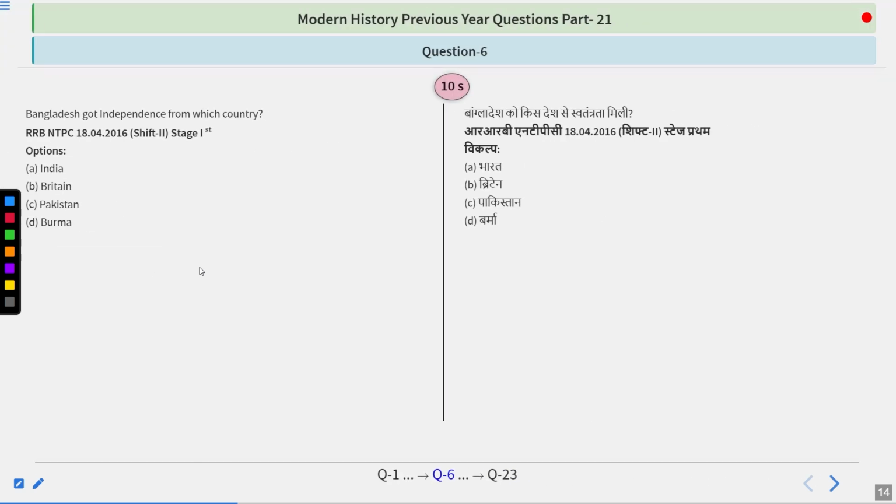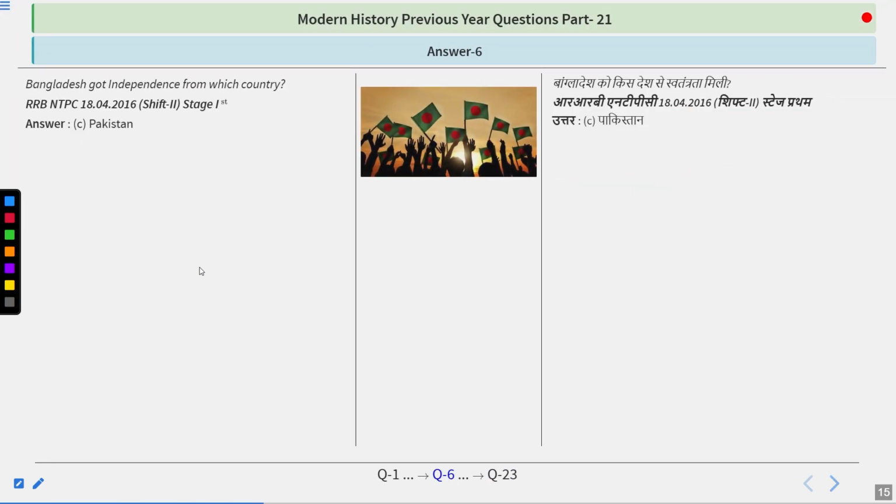Bangladesh got independence from which country? Options are India, Britain, Pakistan, or Burma. So think about it. I guess the answer you are looking for is in front of you, because the answer is Pakistan.